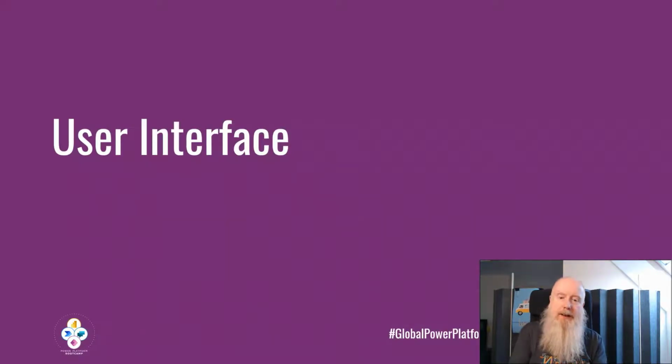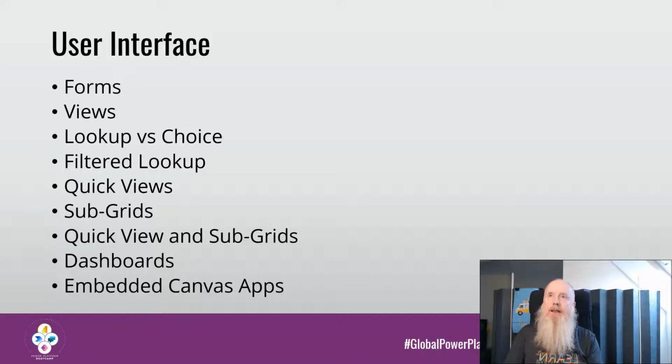Let's look at the user interface improvements that we can do now. So there's quite a lot I can do. I'm not really going to talk a lot about how to customize forms, I'm just going to talk about things we can do to help us. So I'll look at a couple of things, a couple of choices we have to make which can affect the user interface. So we're going to really be focusing on lookups, views as either quick views or subgrids, and I've got that twice, and also embedded canvas apps here.